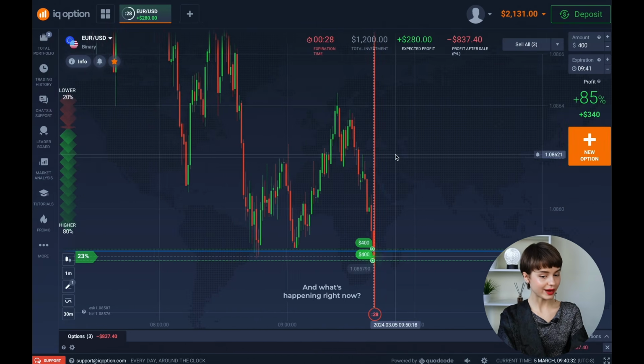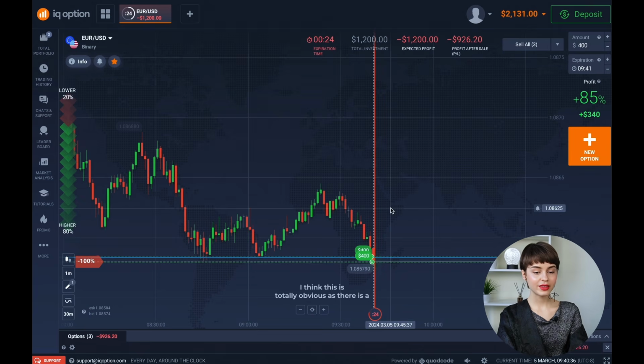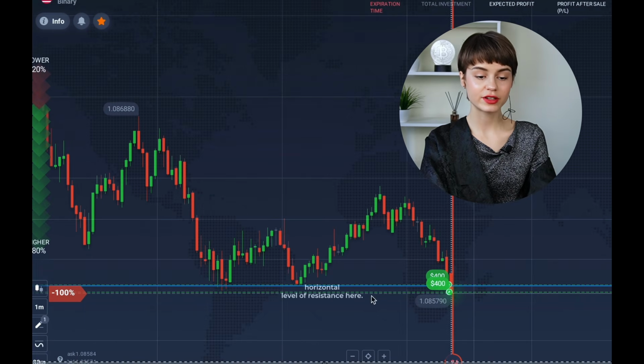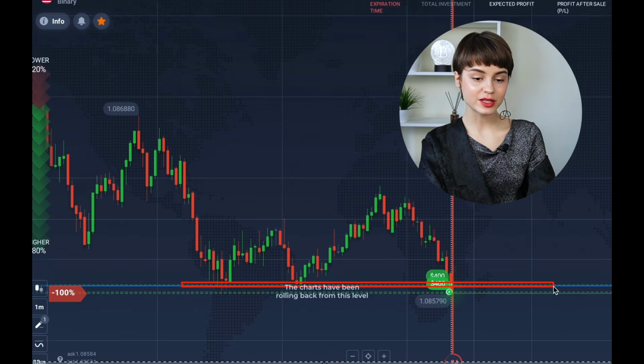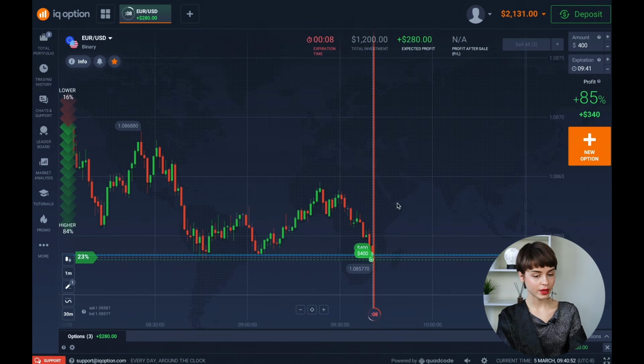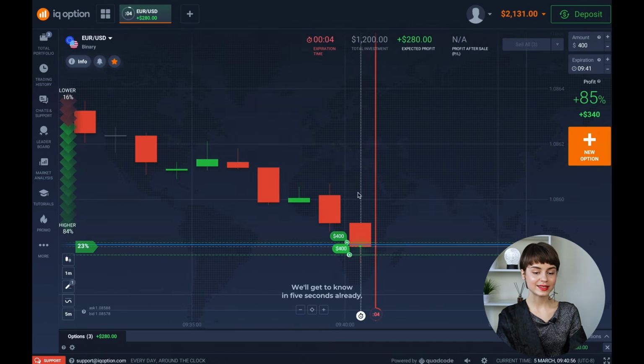And what's happening right now? Why am I opening deals with higher? I think this is totally obvious, as there is a horizontal level of resistance here. The chart has been rolling back from this level twice, unable to break through it, so I bet we'll roll back from this level for the third time as well. Am I right or wrong? We'll get to know in 5 seconds already.